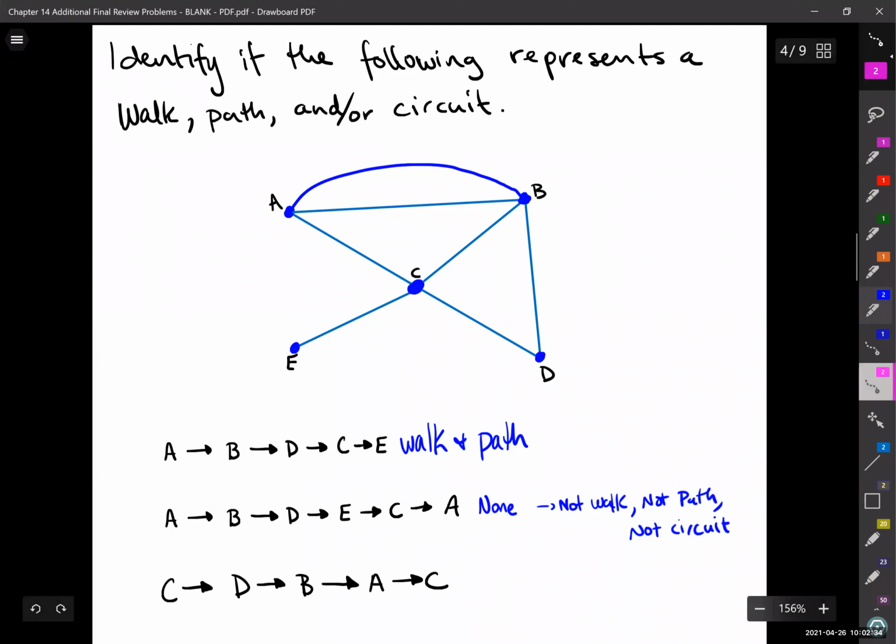Now checking our last one. So we're going to start at C, and it says, okay, from C go to D, from D go to B, from B go to A, go to C. Did we only go along allowable edges? So it is a walk. Did we use an edge more than once? No, so it is a path. Do we begin and end in the same place? Yes. So in this case, it's walk, path, circuit. Good.